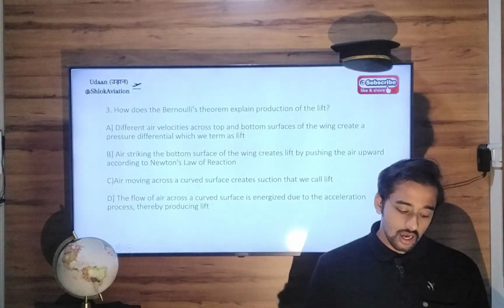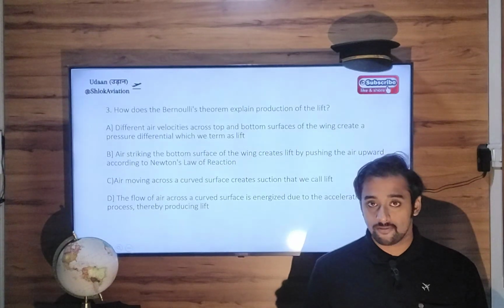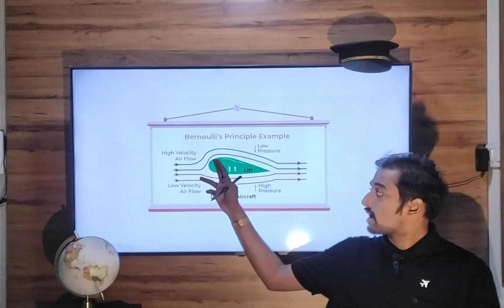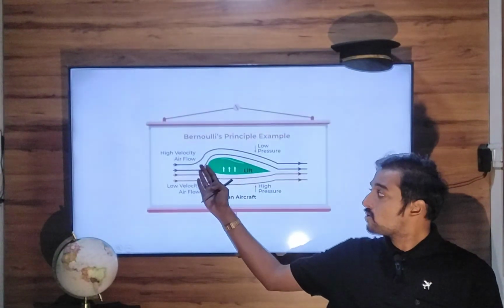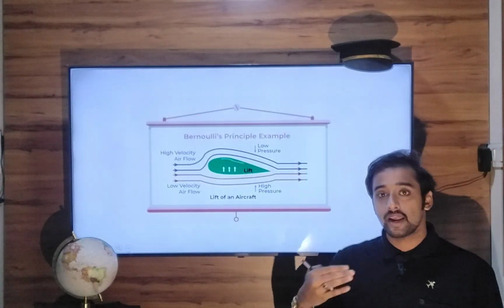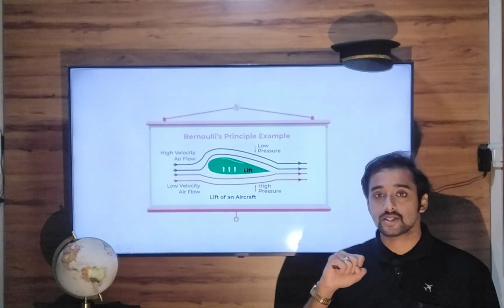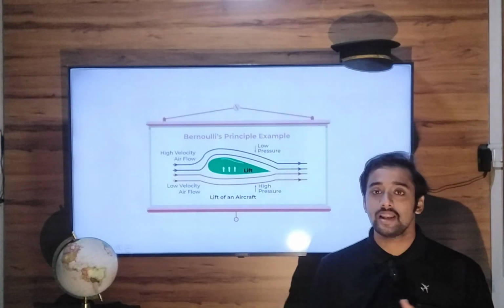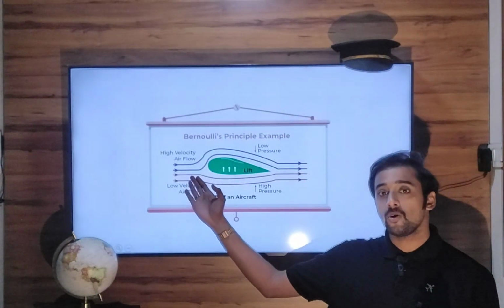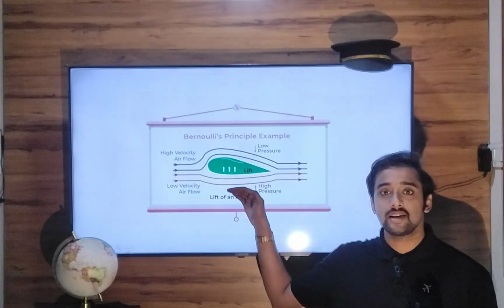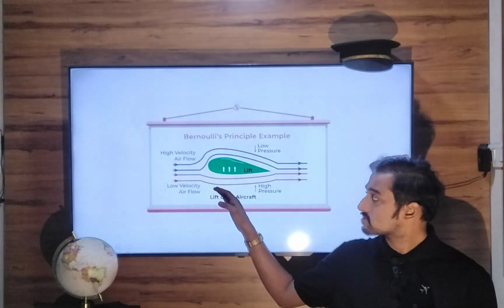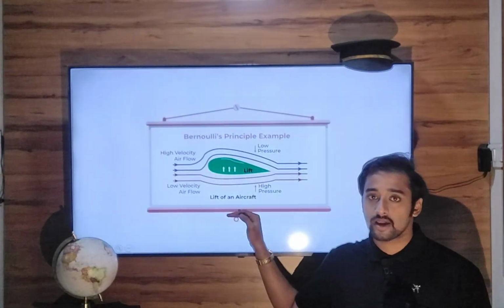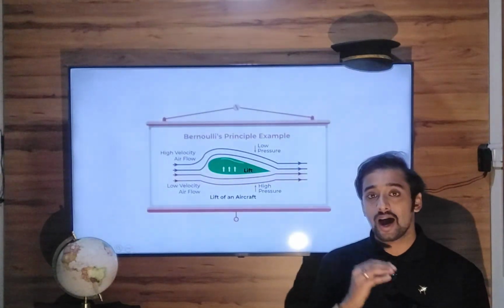Next, question 3. How does Bernoulli's theorem explain production of lift? Bernoulli's theorem explains production of lift like this: we have this aerofoil section of a wing. The airflow over the top of the wing will accelerate because of constriction in space. Due to the Venturi effect, whenever area decreases, the speed of airflow will increase, whereas the airflow under the wing will have comparatively slower speed. So there will be lower pressure generated above the wing and higher pressure generated below the wing. There is always movement of force from high to low.